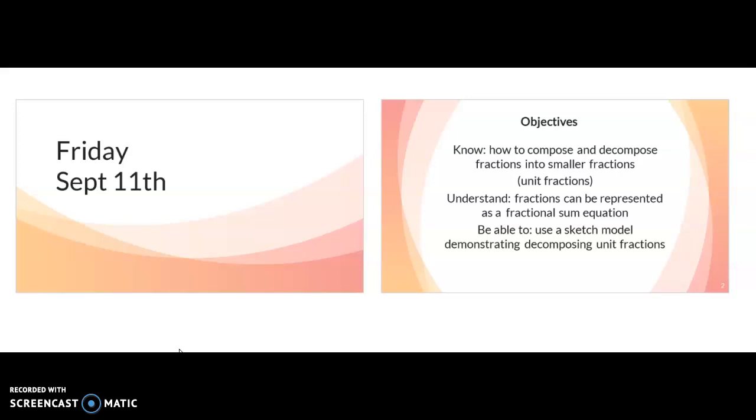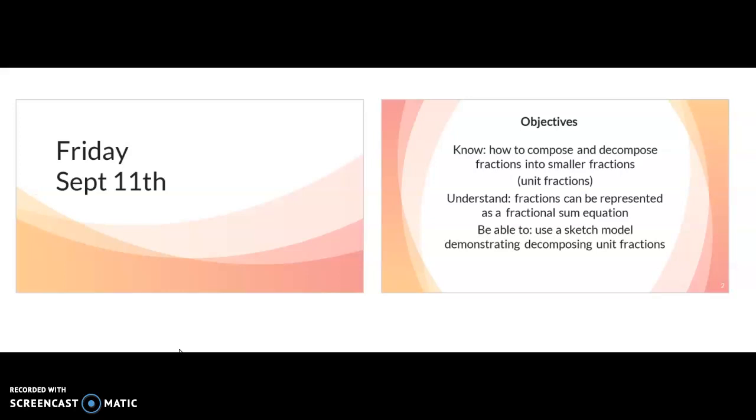We are going to continue building our knowledge on fractions. We've learned fractions are made up of smaller parts equal to one whole. We've also learned that a fraction has a numerator, which is part of the whole, and the denominator, which is the total parts or the whole.